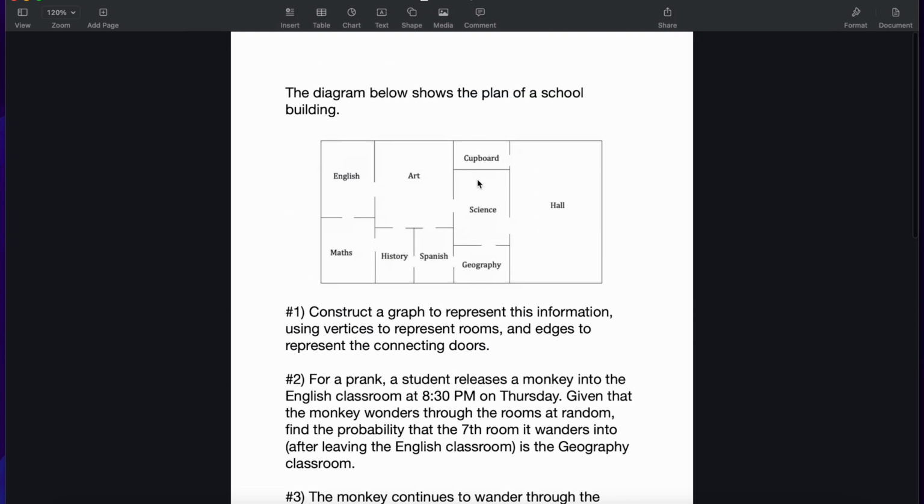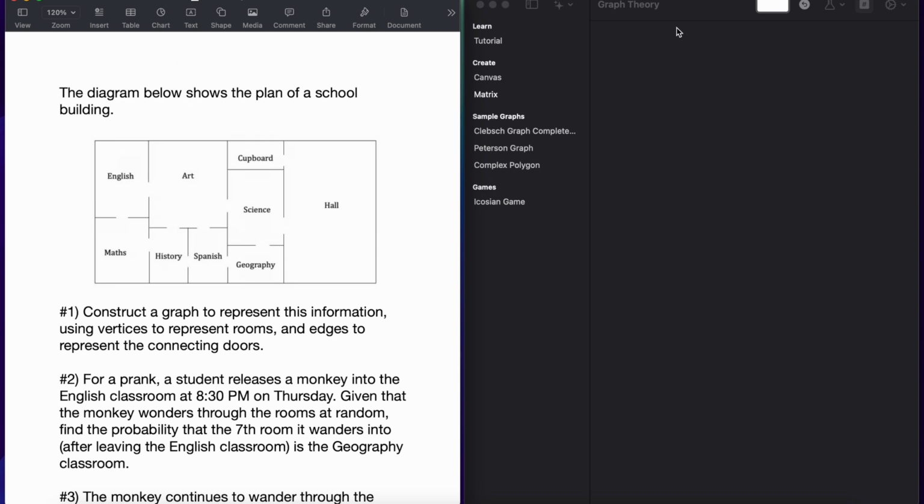So let's get started. In the first part, we're going to construct a graph to represent the information in this diagram, using vertices to represent rooms and edges to represent the connecting doors. I'm going to go to my graph theory app here, and now I'm going to construct the graph. I'm going to keep the layout similar to the layout in the image, so the vertex for the English room.